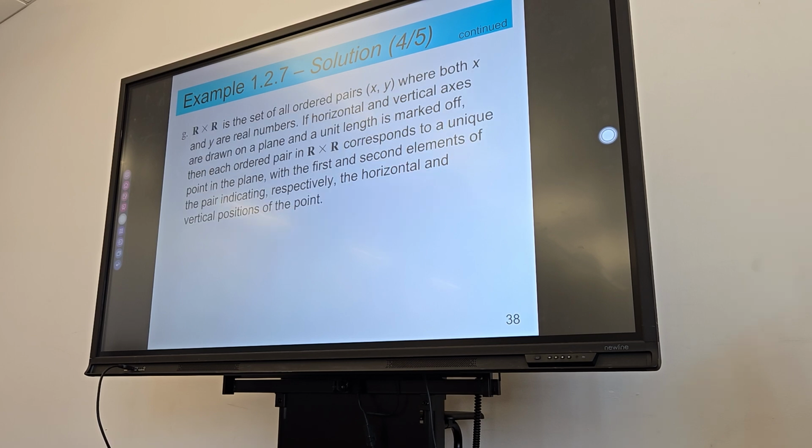Okay, so we went over the ordered pair of X and Y is a cross product, a Cartesian product. I need to get that out of my head. Of real numbers to real numbers.